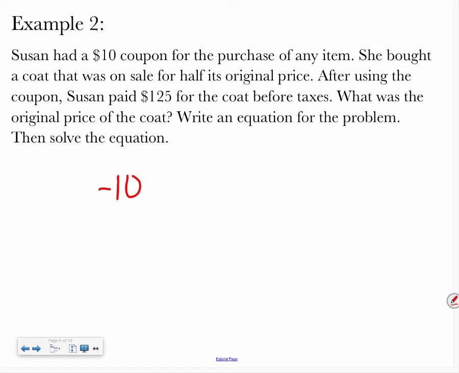So let's use a variable. Let's use p to represent price. So if I do 1/2 times the original price and then minus 10, that should represent the sale and the coupon. And then after using the coupon, Susan paid $125 for the coat before taxes. Okay, so that means $125. There's our equation. Now we want to solve for this equation.